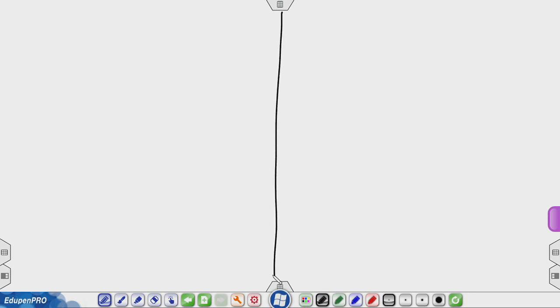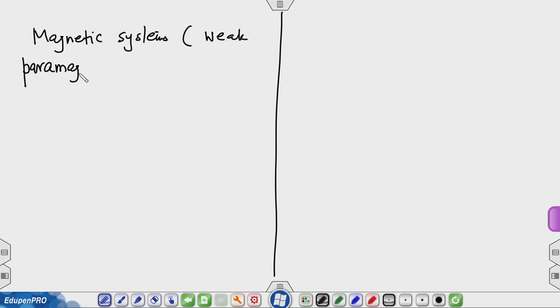So next three problems that I'm going to do are going to be on magnetic systems. So I'm considering magnetic systems which are weak paramagnetic salt. And by that what we mean is that their susceptibility, the magnetic susceptibility, is much less than 1. I'd like you to recall Physics 103 here.